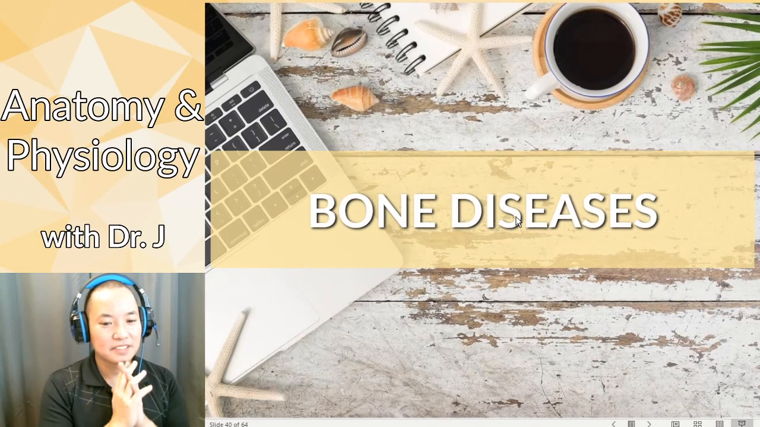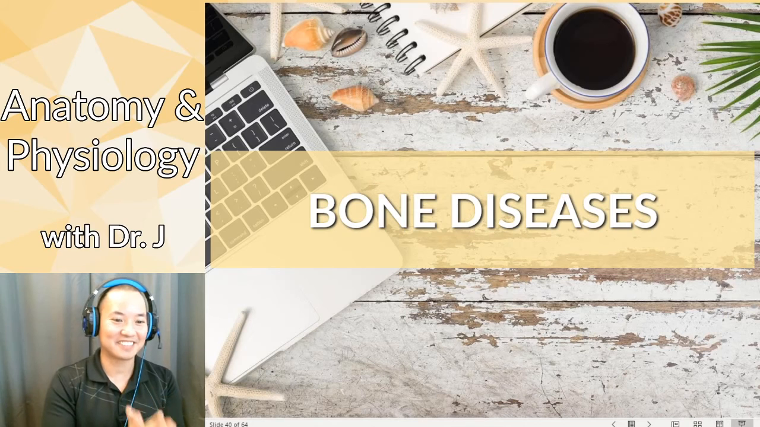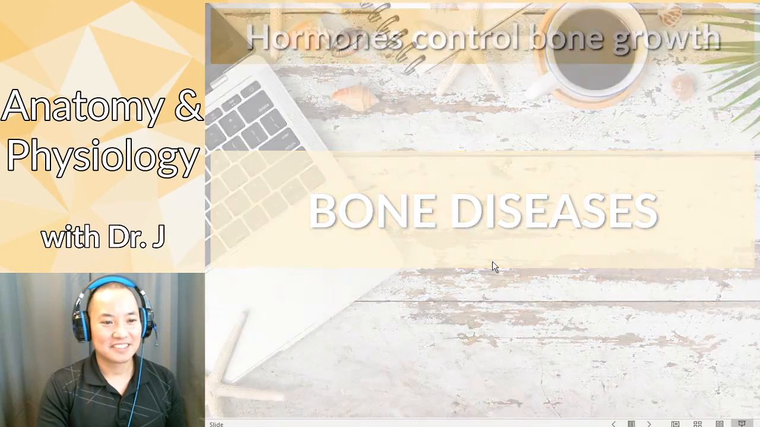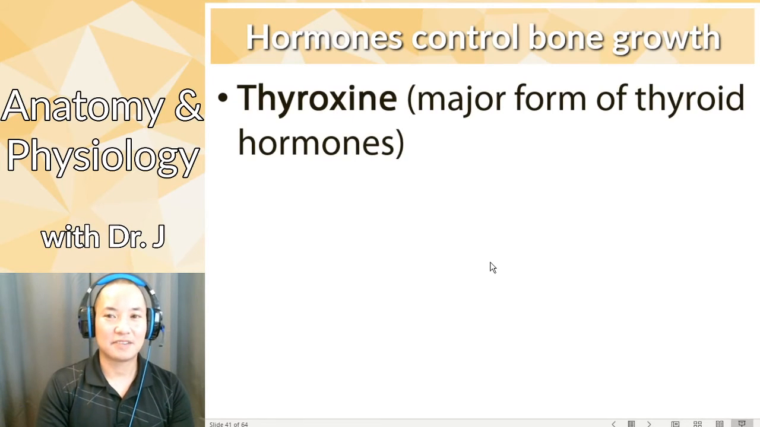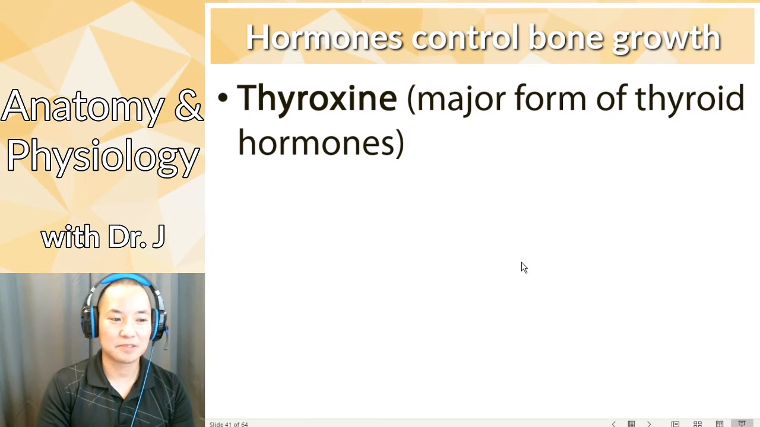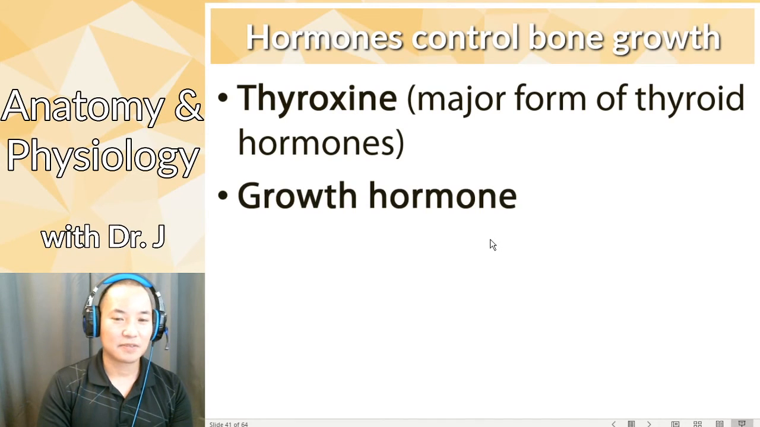And let's see, bone diseases. And actually we're kind of ahead, so I'm really happy about that. So bone diseases, well, hormones control bone growth. So things like thyroxine, a major form of thyroid hormones. There are actually multiple forms of thyroid hormones, but thyroxine is the one that has major effects on bone growth. And then you have growth hormone. Some people take it for growing muscle tissue, but it also causes bone tissue to grow as well.